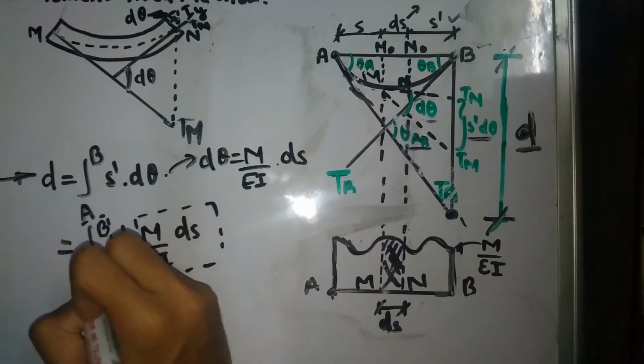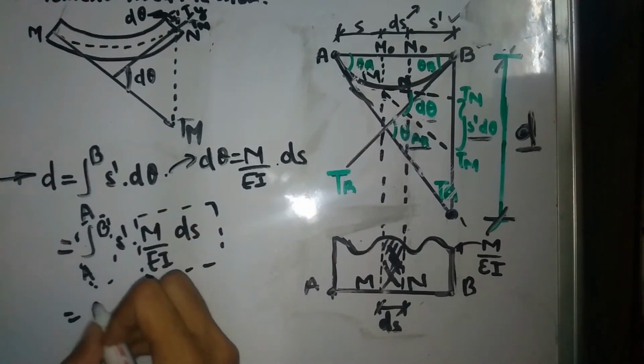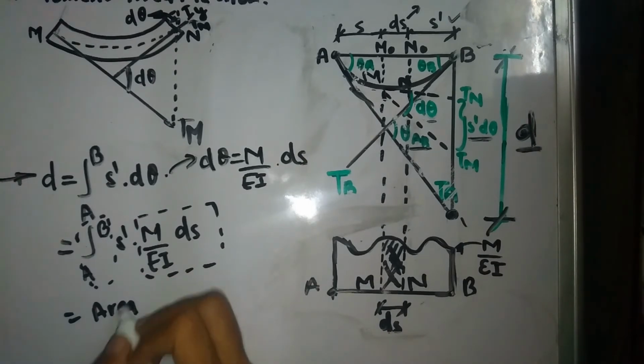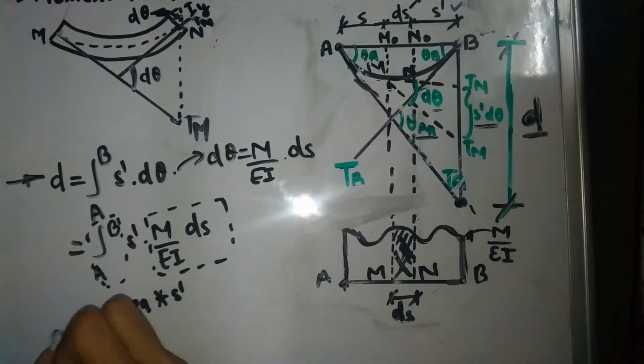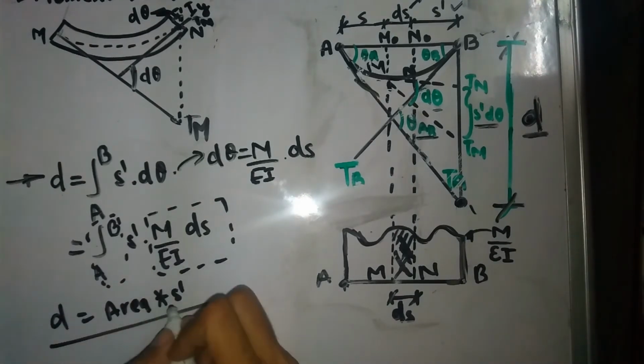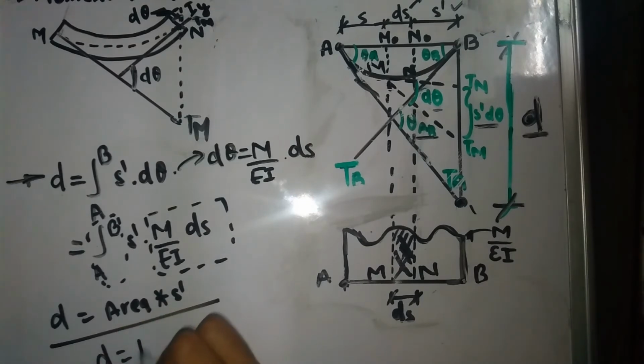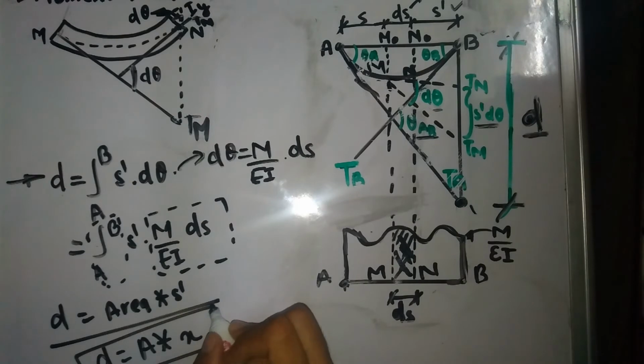So what does this represent? This represents our area, the area of the M by EI diagram, into S dash. So right now we have got D equals area, which is M by EI, into S dash. So we have D equals something of area into something of distance. Let's suppose this as D equals A into x for now.